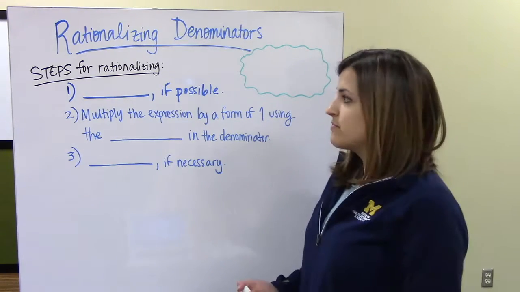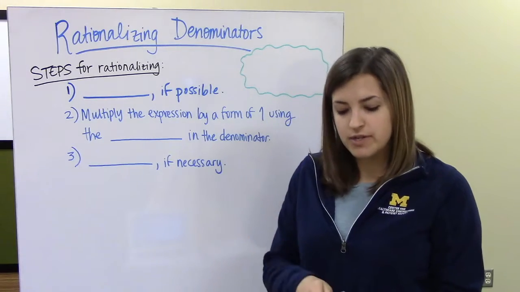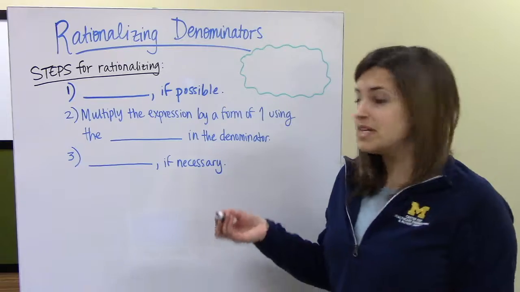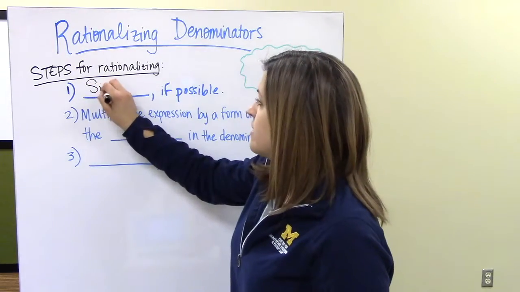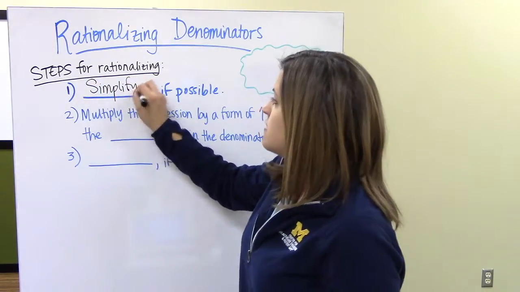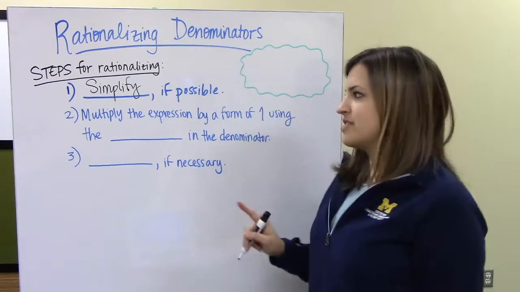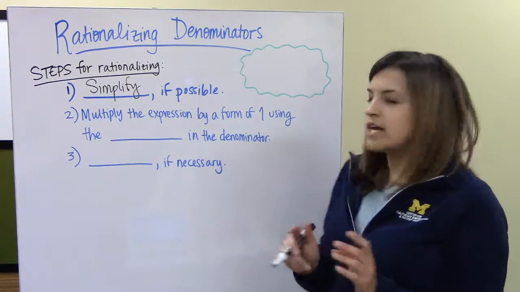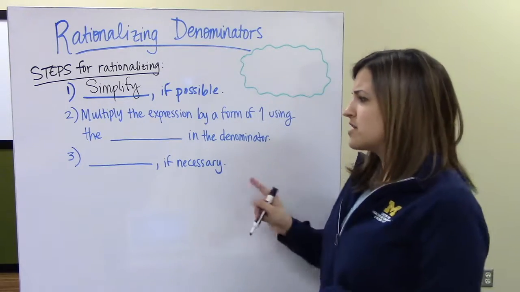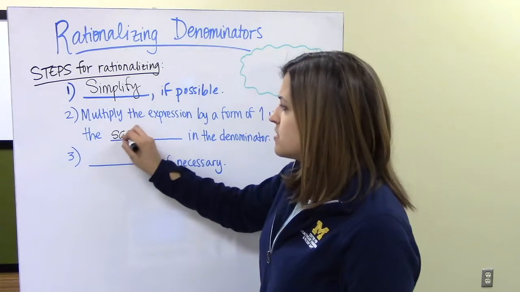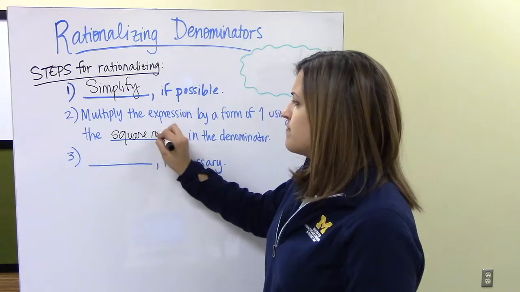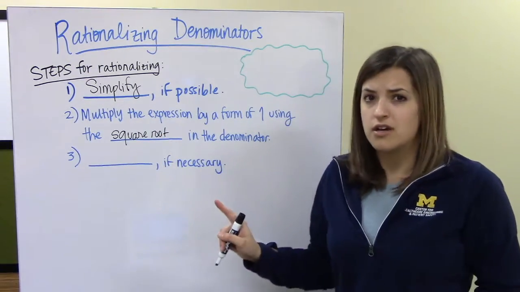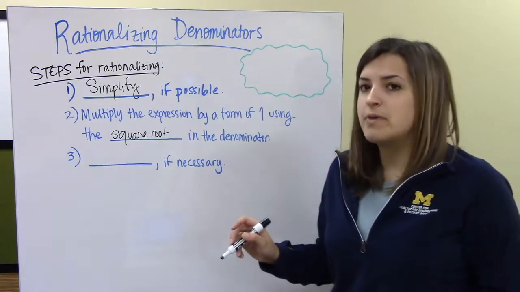So our first step, when we're given one of these problems, is to simplify if possible. This will make our life a little bit easier. Then the second step is really where we're going to rationalize. The second step has us multiplying the whole expression by a form of 1, using the square root in the denominator. So that's probably a new term we haven't heard before, a form of 1. So let's think about what that might be.